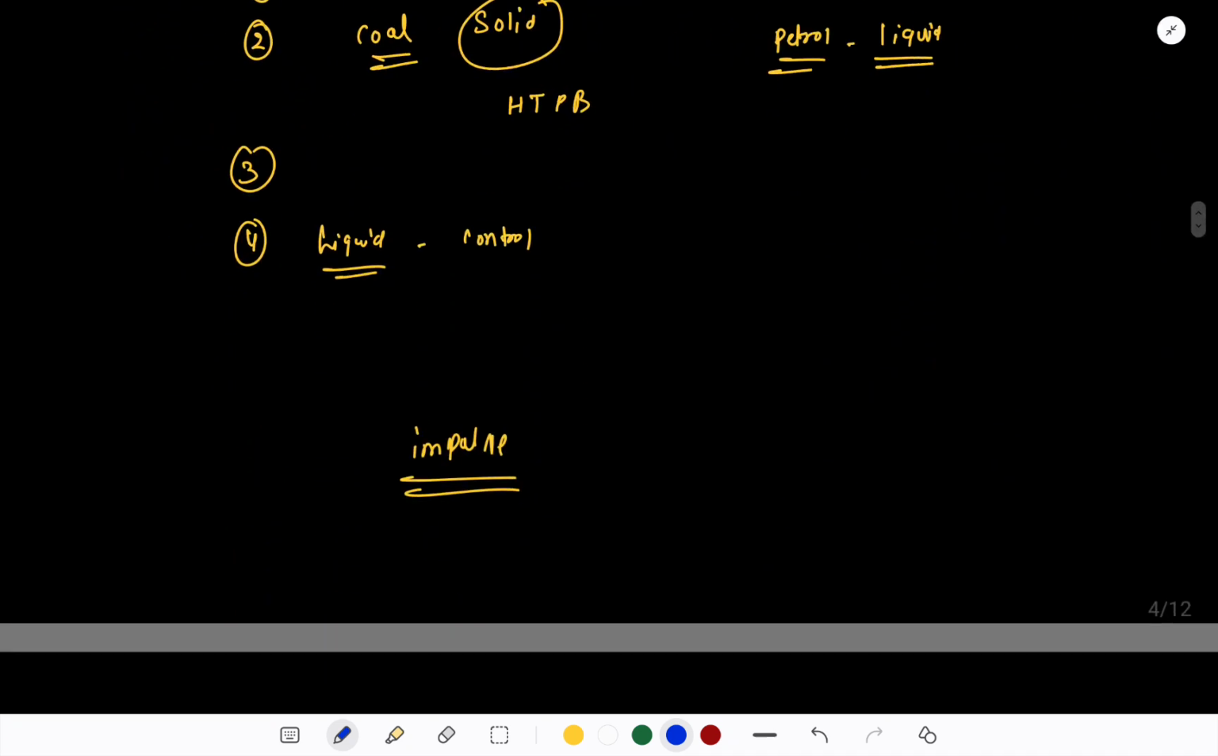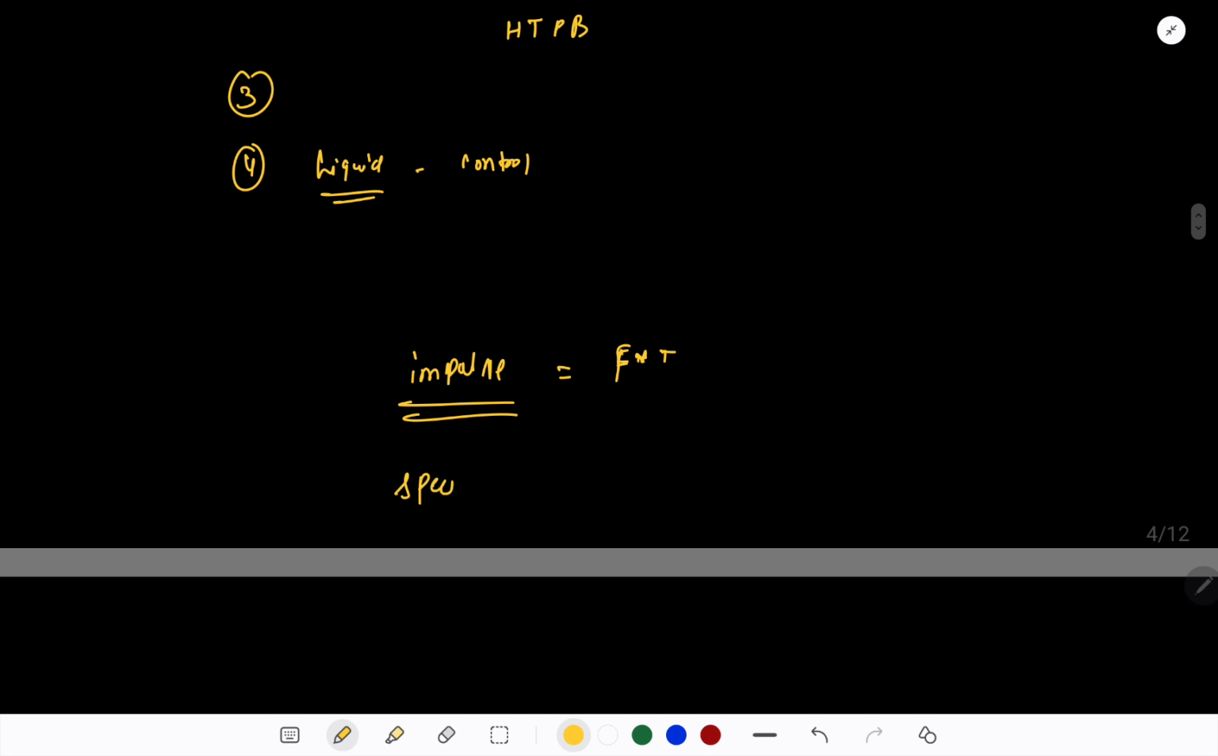And here comes the concept of the impulse. Now what is impulse? Impulse is equal to F into T, force into time. This is impulse, not weight. Next comes the concept of specific impulse. And here I will talk about F into T upon weight. What it means is that if your weight is less, your impulse will be more. Clear?